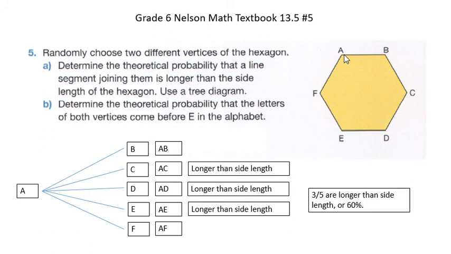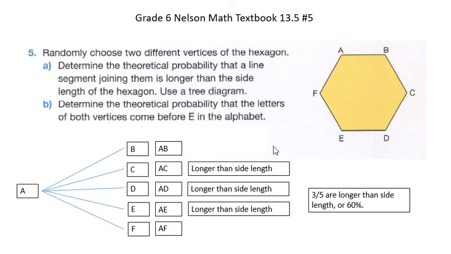We have only one side length here, but it's repeated 6 times. Side length, side length, side length, side length, side length, side length. Those are all the side lengths. So which ones of these 5 are longer than these side lengths?